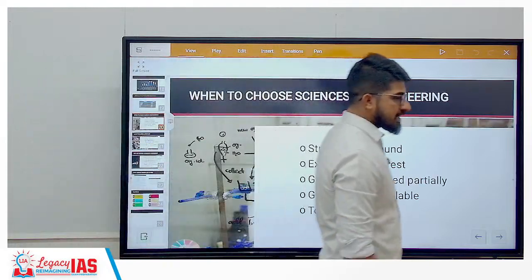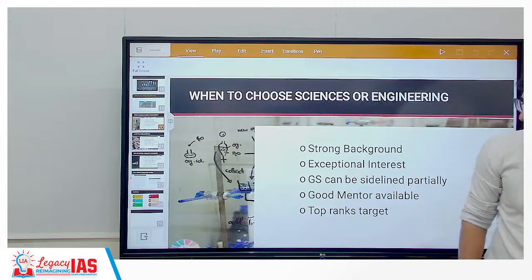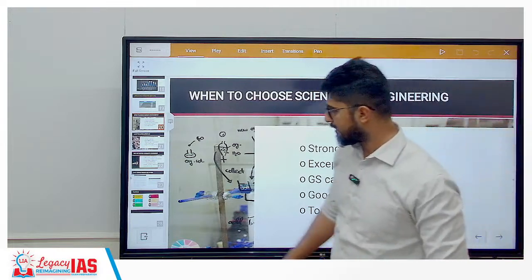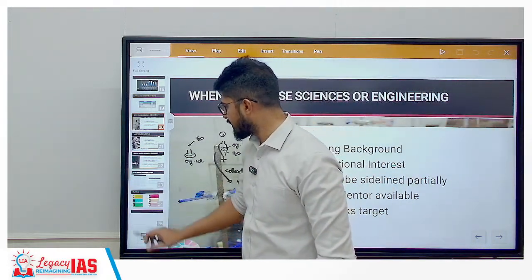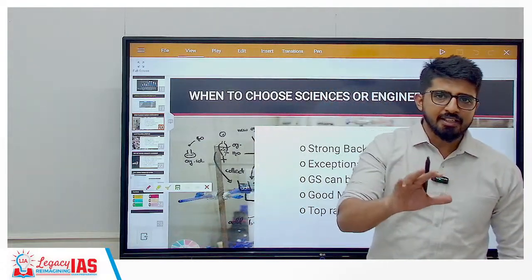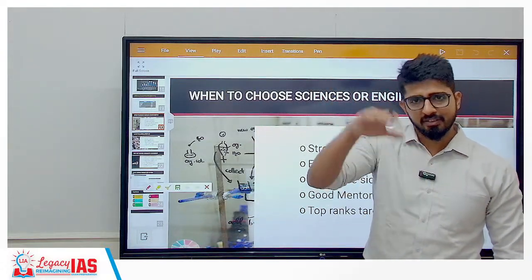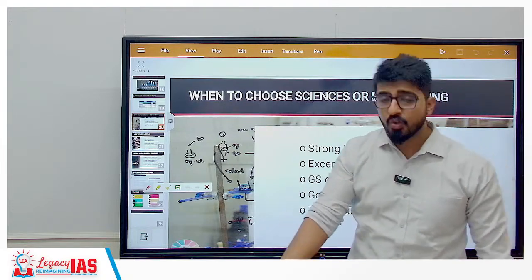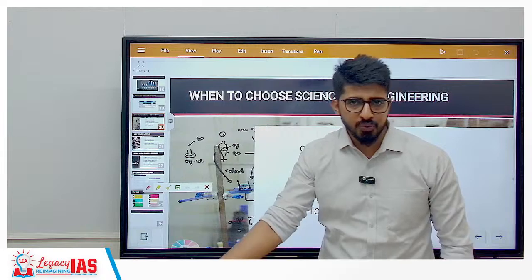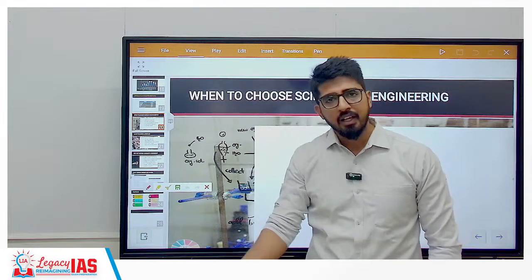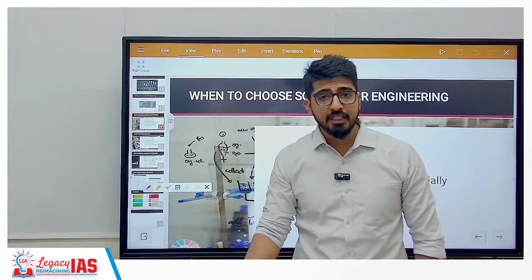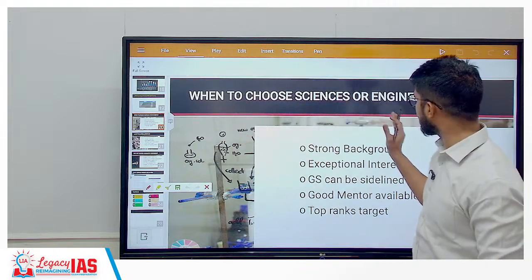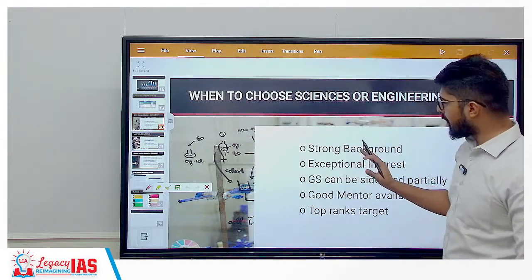When to choose sciences or engineering as an optional subject? When are you supposed to choose it? Now you have an idea as to which one to choose amongst those four, and why you are supposed to put those four optionals on the table while choosing an optional. For those looking at sciences or engineering as an optional, these are the points you need to consider.